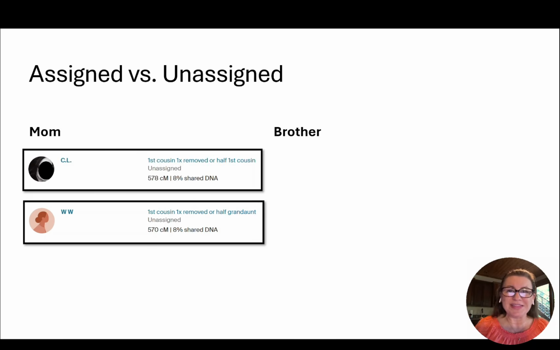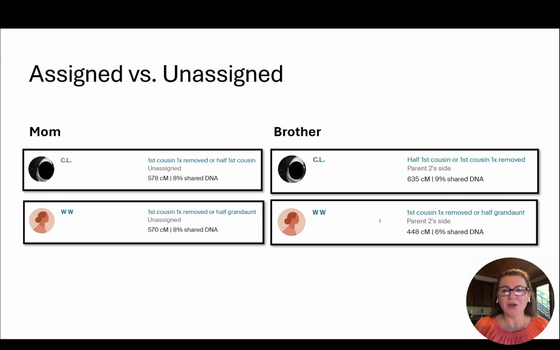But if we look at these same matches for her brother, we see that they both say parent 2 side. So Ancestry has assigned them to parent 2 for her brother, but not for her. And that's the big problem. For some reason, my mom and my aunt have lots and lots of matches that say unassigned, where their brother has most of those matches assigned. And his is the newest test. That might have something to do with it. I'm thinking about retesting my mom just to see if we can get that taken care of.